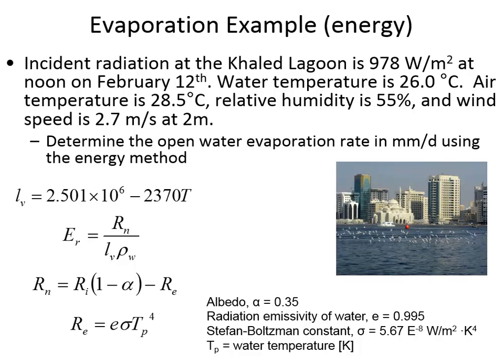We get that the evaporation rate is 7.58 times 10 to the minus 8 meters per second. So that's a pretty small quantity. If we multiply it by 86,400 seconds per day and multiply it by 1,000 millimeters per meter, then that gives us an evaporation rate of 6.55 millimeters per day.